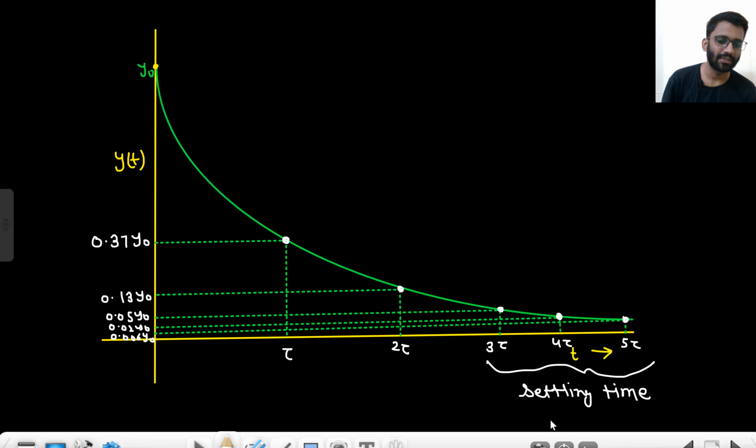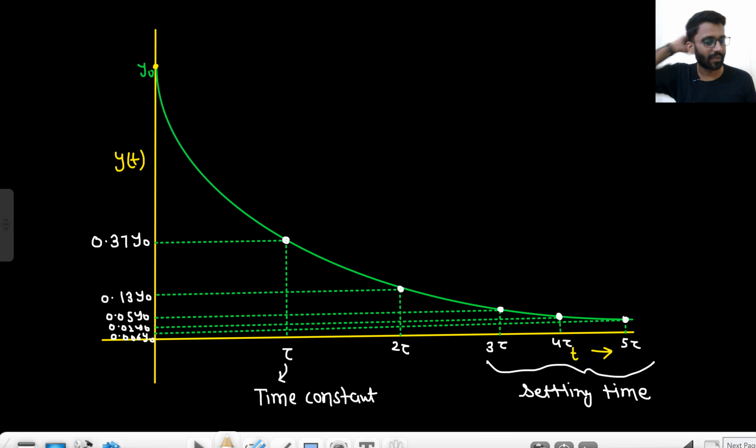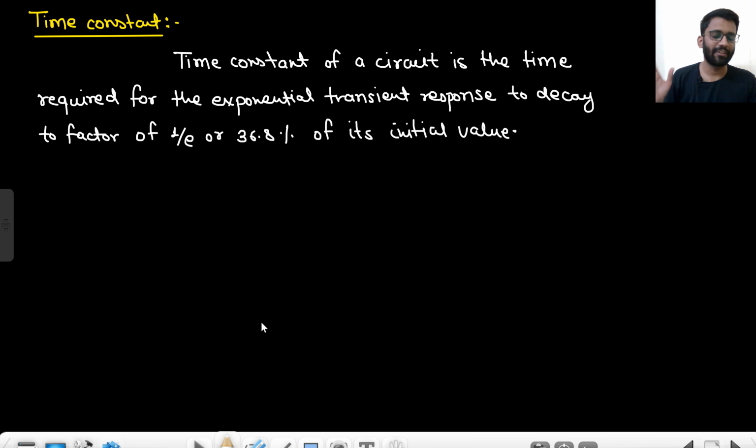And what is settling time? That means you are near reaching the steady state. And this time is called time constant. So what is the definition of time constant? Multiple definitions you will see. One definition you see as 36.8% and one definition you see as 63% something. So never look at this definition. This is the only definition of time constant. Let me explain it to you.